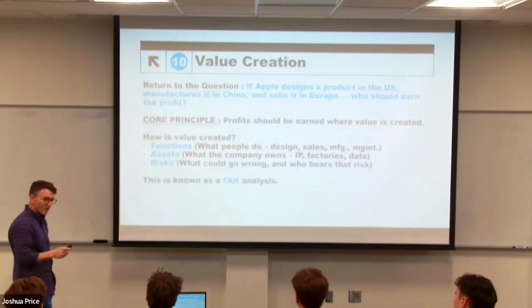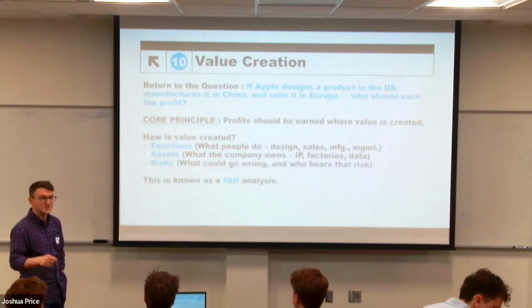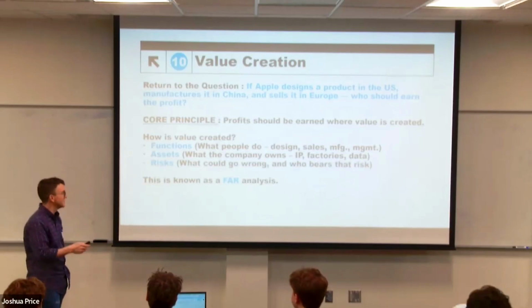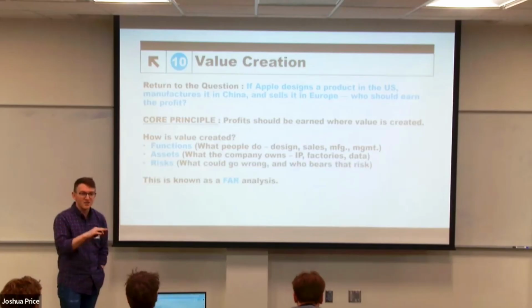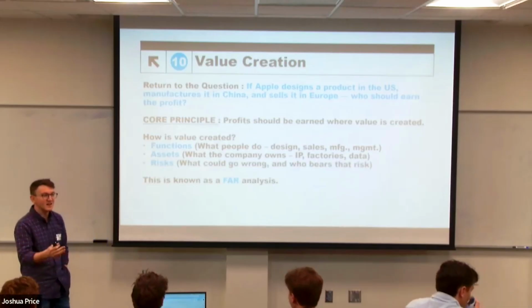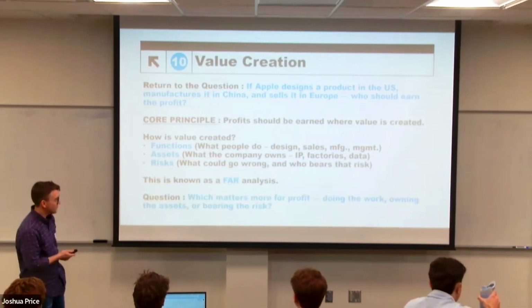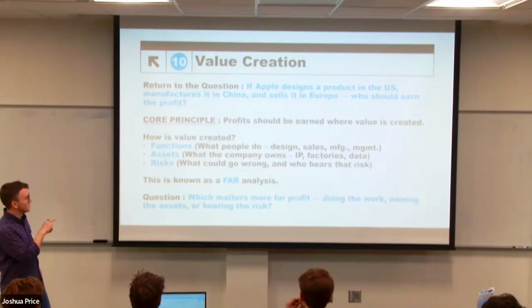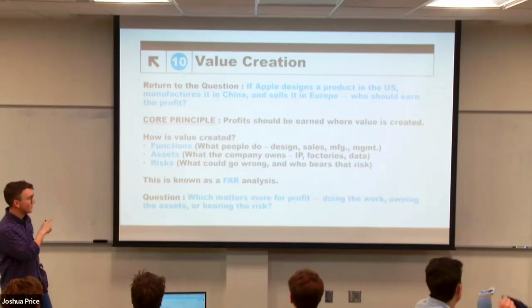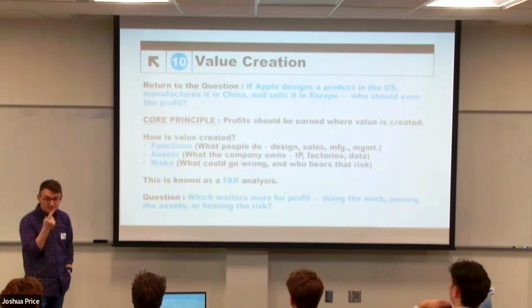This is known as an FAR analysis. It's what we call in transfer pricing. You have to do a FAR analysis of functions, assets, and risks, because those are essentially what the governments say are the fundamental inputs to indicating where value is created. So now we have these three. Which do you think matters more for profit or value? Doing the work, owning the assets, or bearing the risks?